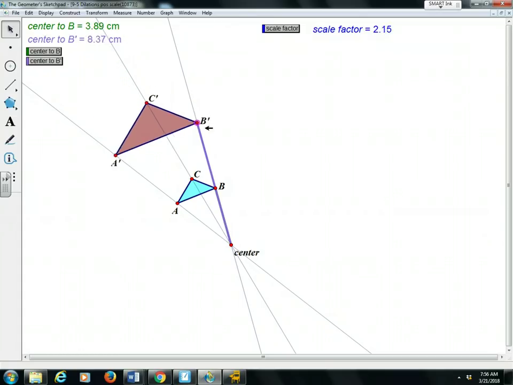Notice when my image is the same size as my preimage, right there, we have a scale factor of 1. That's an isometry, a congruent transformation. Okay? And as you can see, the distance 3.89 from center to B and center to B prime. And then if my image is smaller than my preimage, let's say a scale factor of 1/2, for example, 0.5 right there, now my image, A prime, B prime, C prime, is half the size of triangle ABC. So that's how a dilation works.